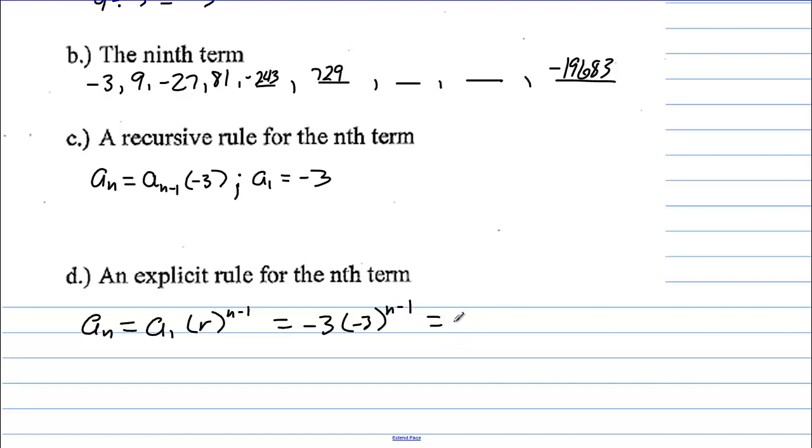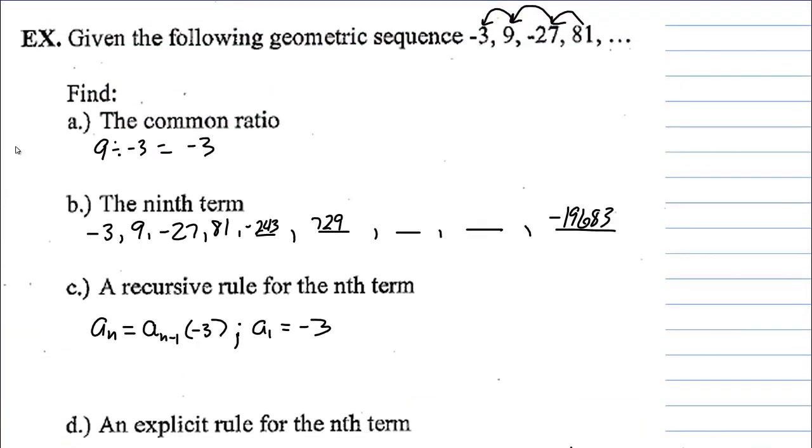Now this is -3 to the 1 times -3 to the n minus 1. Well, that's equal to, when you multiply, you can add the powers. So we have -3 to the 1 plus n minus 1. So this is really just -3 to the nth power. That one we can actually simplify.